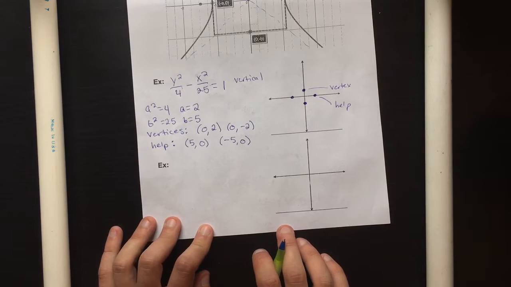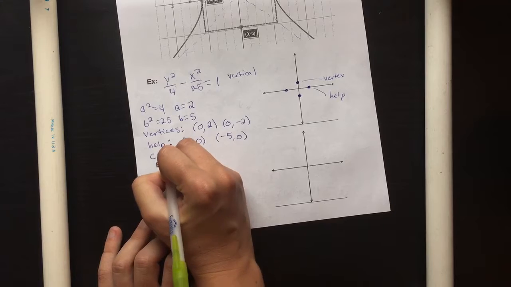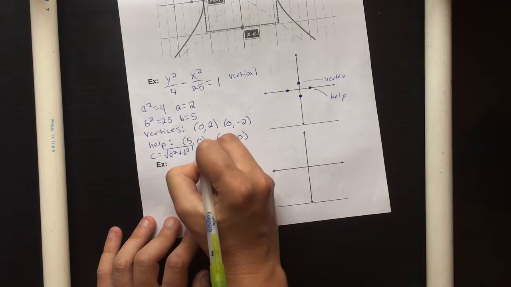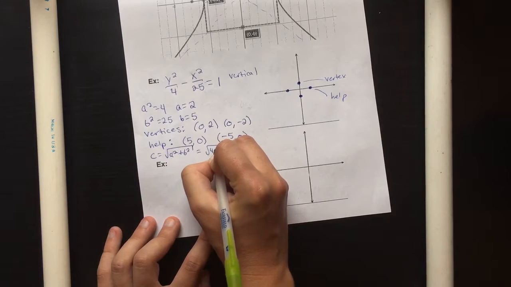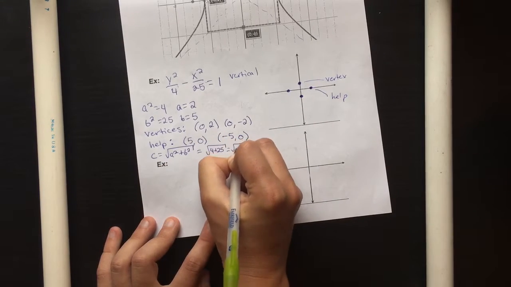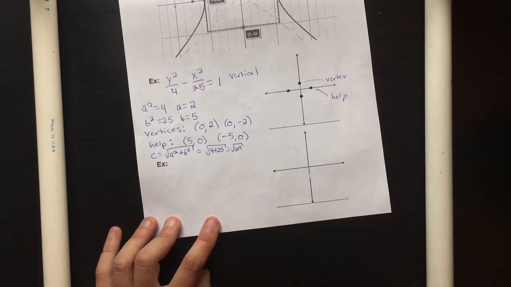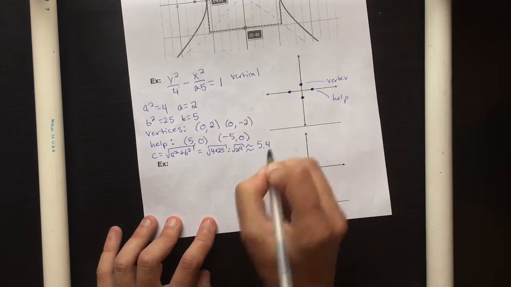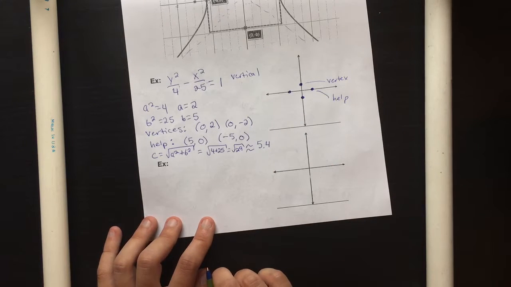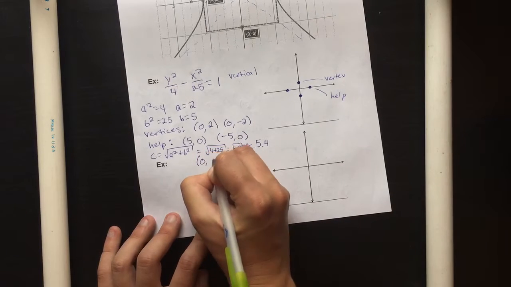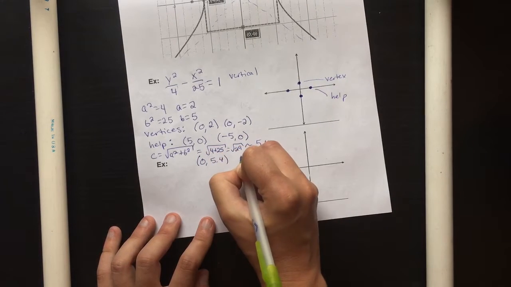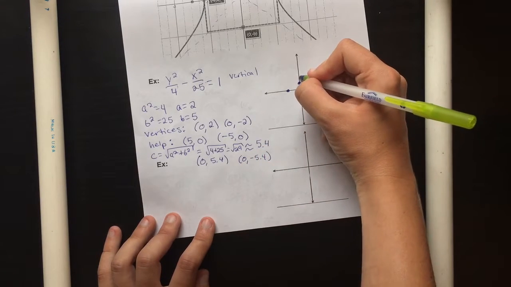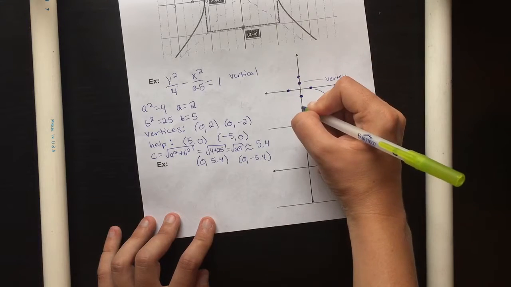All right, and we need to find our foci. So c equals the square root of a squared plus b squared. So that will be the square root of 4 plus 25, which is the square root of 29. And when I plug that in my calculator, I got about 5.4. So that would be my foci, 0 comma 5.4 and 0 comma negative 5.4. That'll be about here and here.